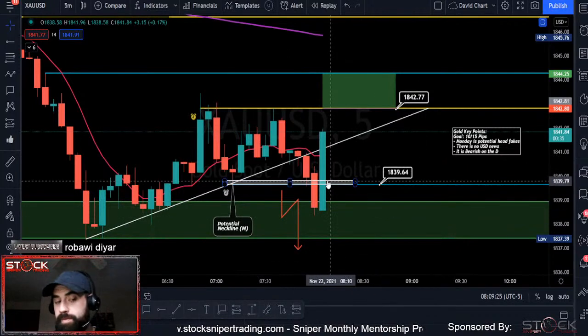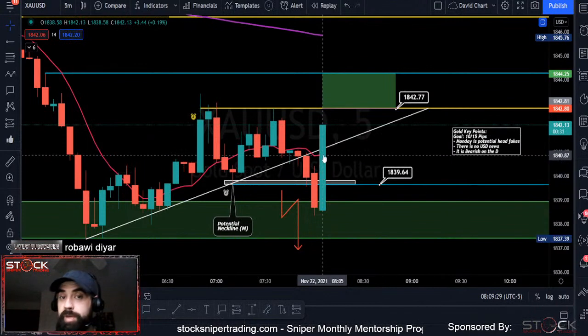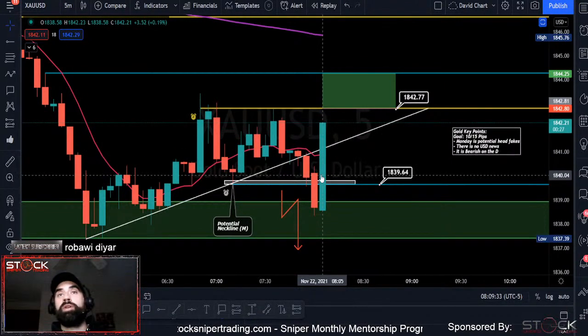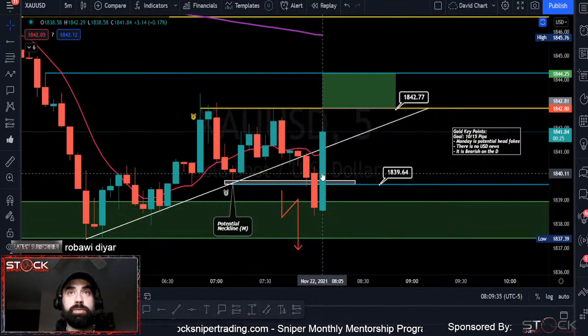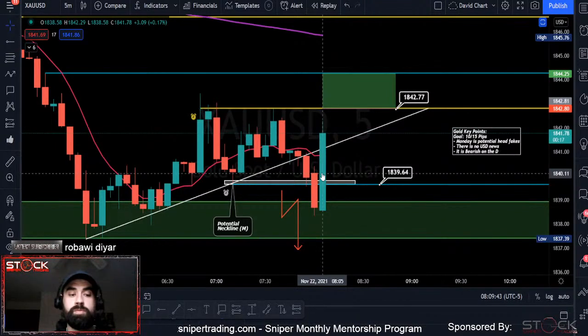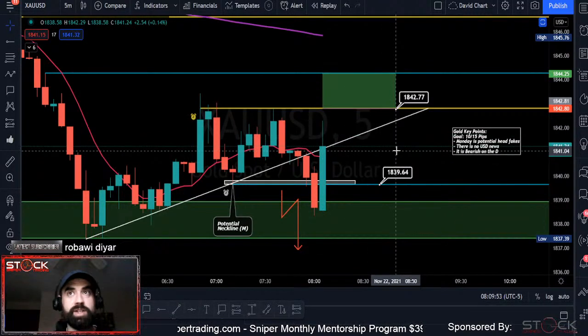That's a massive formation, guys. This is an engulfing candlestick. Look at the volume coming out of here. What pair is this? This is gold, guys, XAU USD.